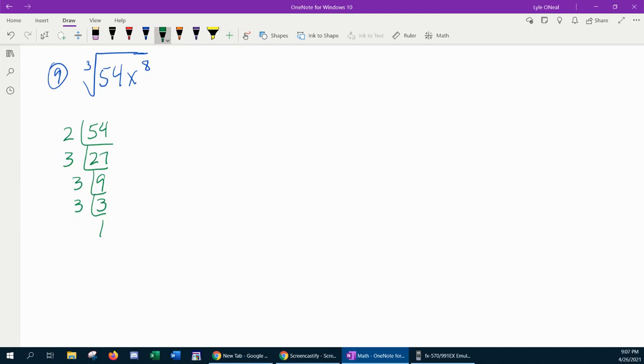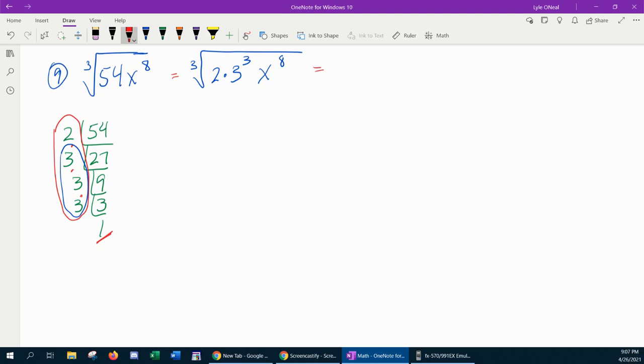So this is how you find the prime factorization of a number, starting with 2 and then using the prime numbers that'll divide into whatever's left until you get down to 1. The numbers out to the side are the prime factorization. We can express that as 2 times 3 cubed. Since there's 3 factors of 3, we can express that as 3 to the 3rd. Now, x to the 8th, we're just going to leave that for a second, and I'm going to show you how easy it is to simplify your variables.